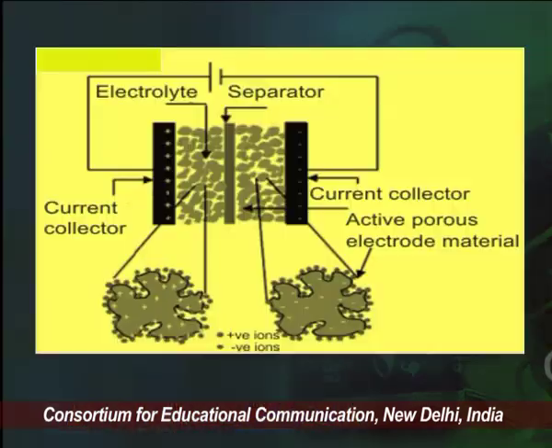And in this manner we can get, now you see clearly on the screen that this is an electrolyte, and we have two electrodes, one is a current collector, and on the right hand side we also have a current collector. We are using the active porous electrode material, and we have positive and negative ions, and when the voltage is applied there is a separator, then they will collect towards the electrolyte. So, this is one of the schematic diagrams.